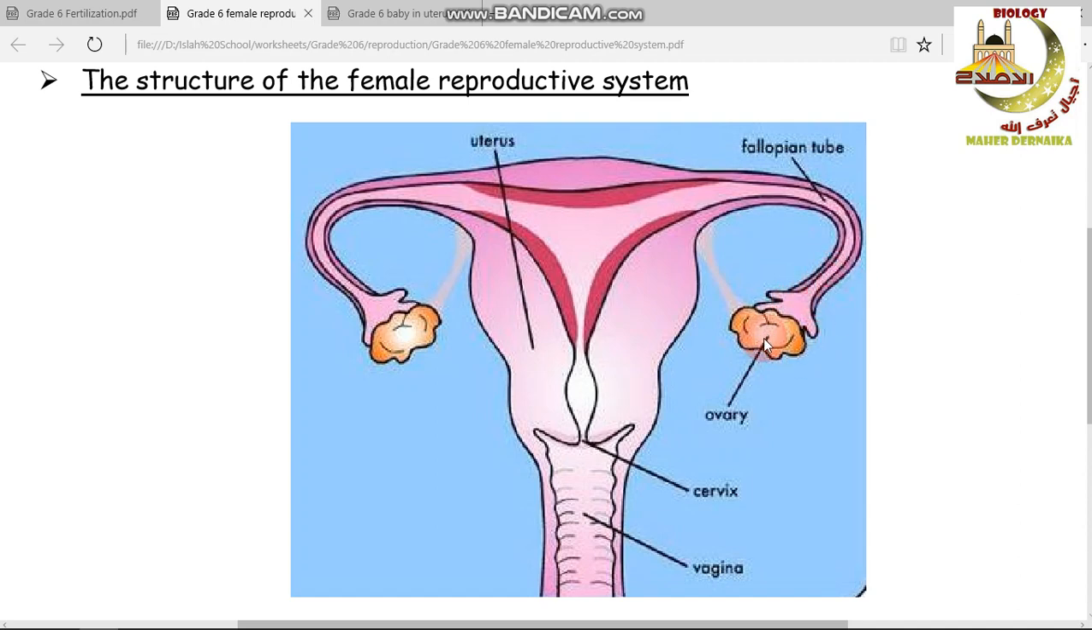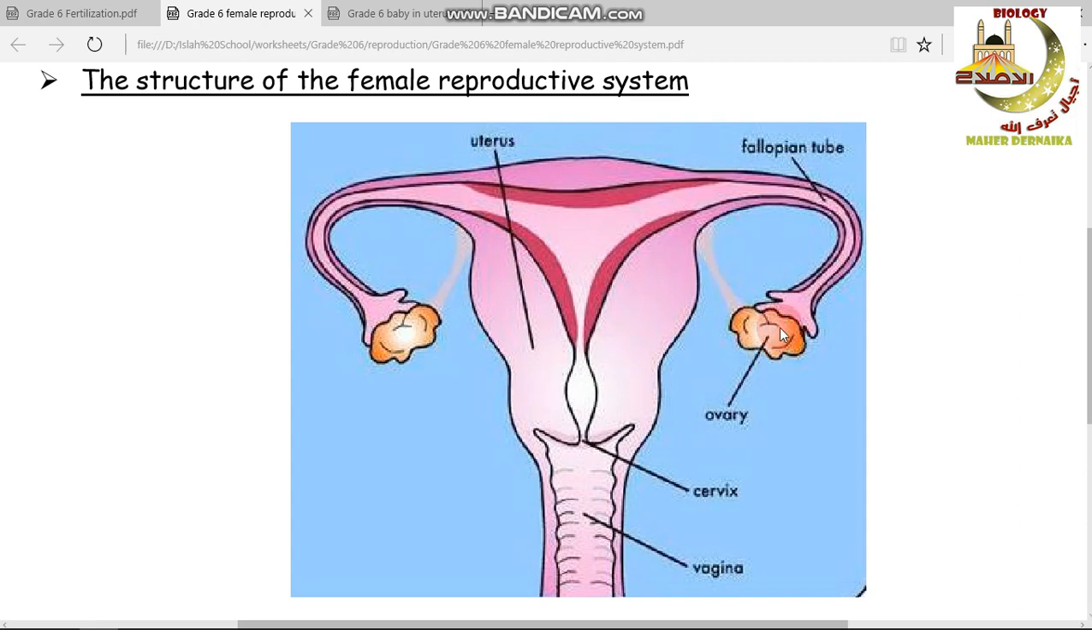So when the female reaches puberty, the ovaries start to produce the estrogen hormone. Now it's time to produce ovum cells as well. So normally girls who haven't reached puberty don't have the ability to produce ovum cells yet. But when they reach puberty, at the age of 13 to 15, for example, the ovaries start to produce hormones and start to secrete ovum cells, which means now they have the ability to become pregnant and have babies. So here, this is the ovary.